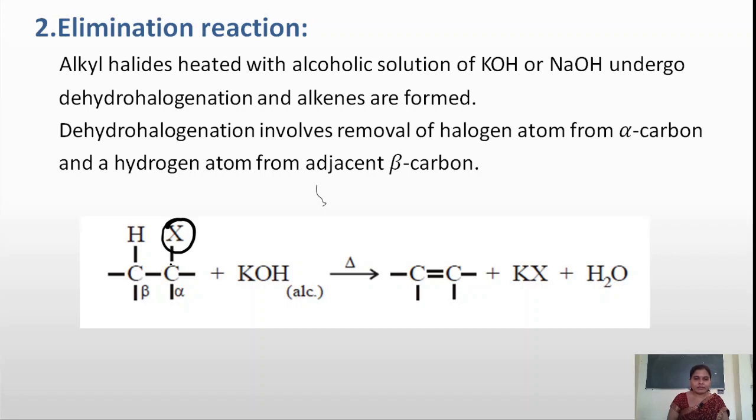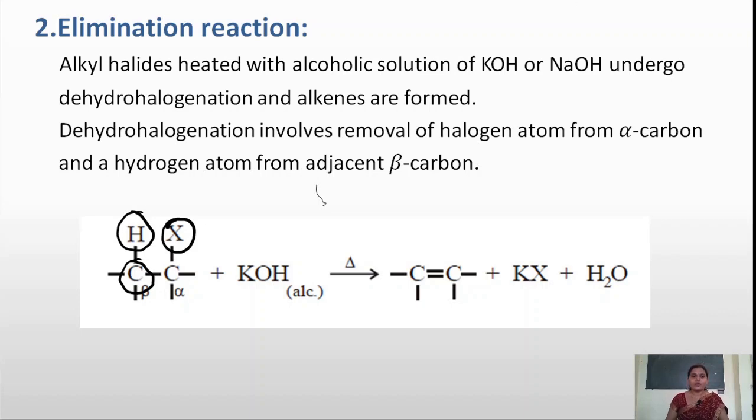The carbon adjacent to the alpha carbon is known as the beta carbon. So in this example this is the beta carbon because it is adjacent to this alpha carbon, and the hydrogen which is attached to this beta carbon is known as the beta hydrogen. So this is the beta hydrogen. So alpha carbon is that carbon to which halogen is attached, and beta carbon is the carbon which is adjacent to the alpha carbon. So you have to remember that.